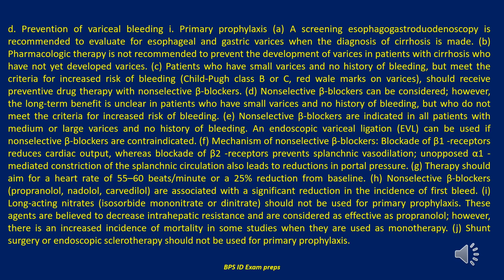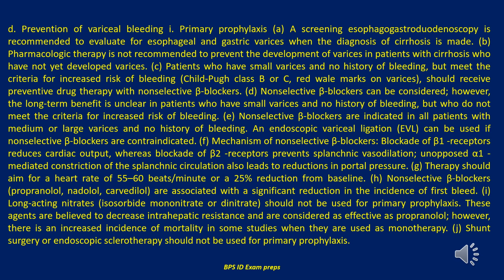Pharmacologic therapy is not recommended to prevent the development of varices in patients with cirrhosis who have not yet developed varices. C. Patients who have small varices and no history of bleeding, but meet the criteria for increased risk of bleeding (Child-Pugh class B or C, red wale marks on varices), should receive preventive drug therapy with non-selective beta blockers. D. Non-selective beta blockers can be considered, however, the long-term benefit is unclear in patients who have small varices and no history of bleeding, but who do not meet the criteria for increased risk of bleeding.